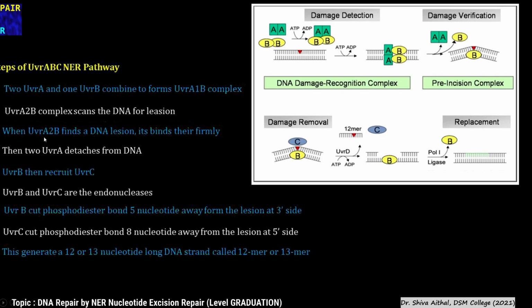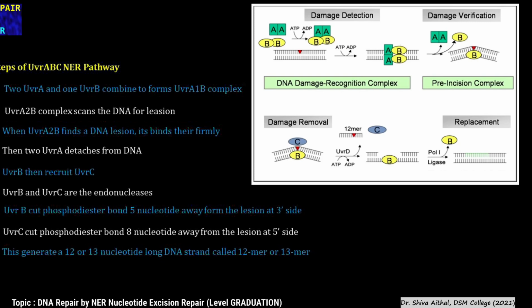Third point, when UvrAB finds a DNA lesion, it binds there firmly. It remains attached. It halts there. It binds, moves along the DNA, and when it finds a lesion, it halts there. Then the 2 UvrA molecules detach from the site, leaving B only. Now the single B on the lesion is a good attachment point for C. So you can see B is recruiting C there.